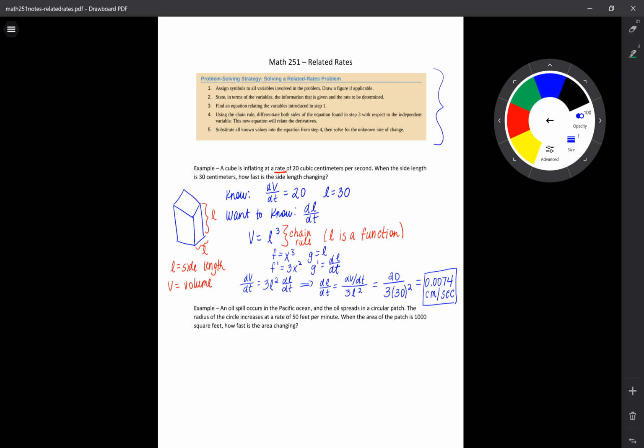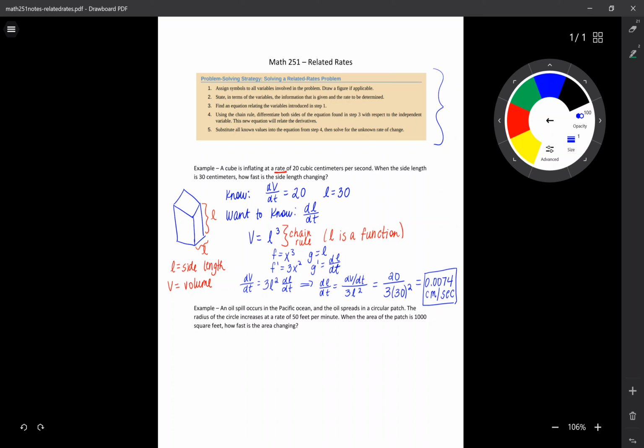And let's just check on this. Does it make sense that this is positive? Well, yes, it does make sense that this is positive because if the cube is inflating, that means that the side length is increasing, so the derivative of the side length should be positive.